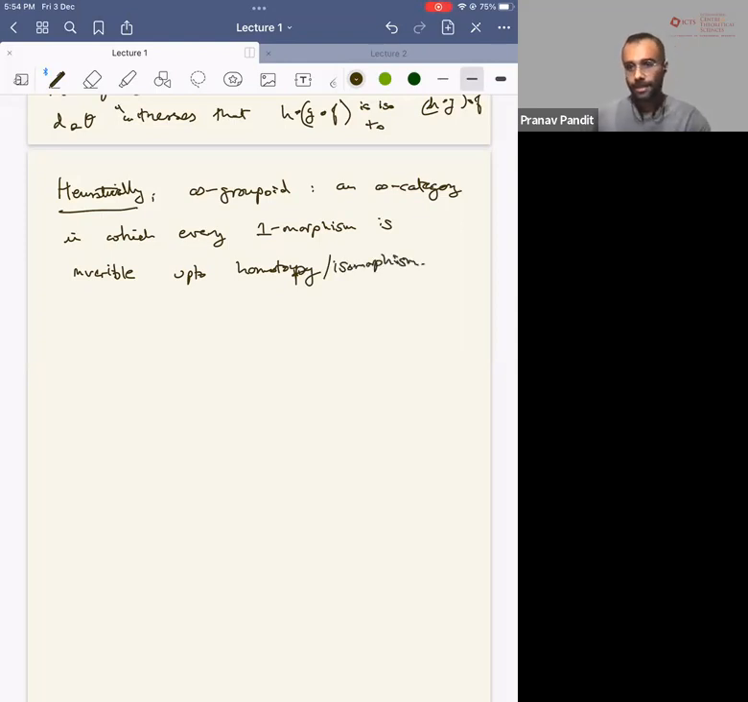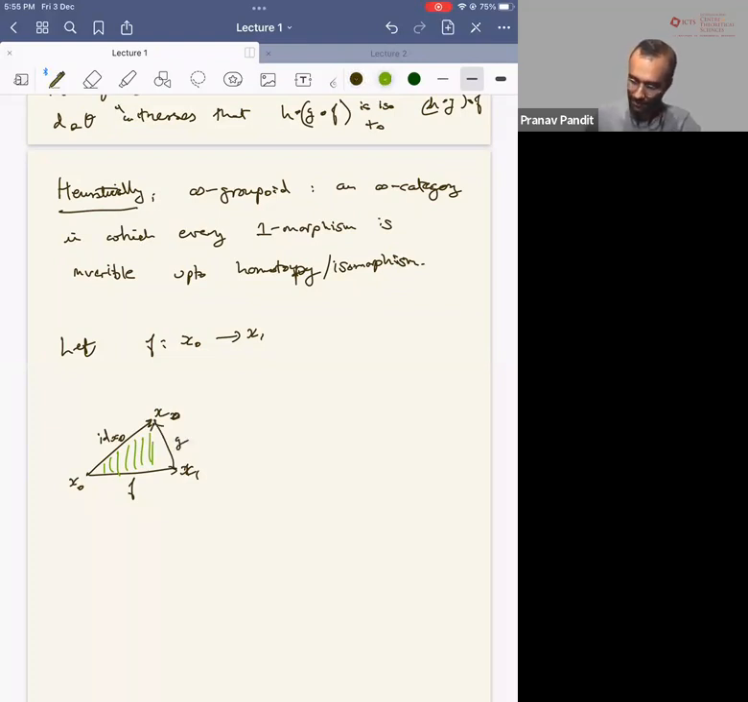Okay, so for this I need all horns, not just the inner horns, because let's see, suppose I have an element f. So let f be an arrow, f from x0 to x1. And I want to invert this guy. Okay, so what am I going to do? I'm going to take this horn with f on one edge. And I'm going to put the identity of x0 on this edge. Well, by the horn filling condition, if I have a Kan complex and not just a weak Kan complex, then I can fill this out. And I get something over here. And let's call this g.